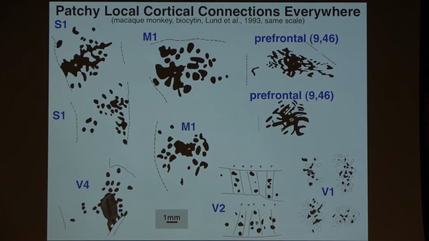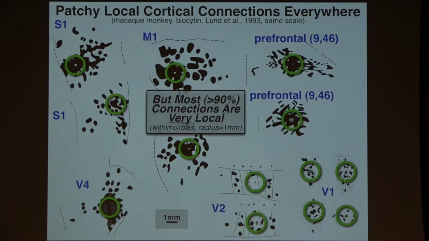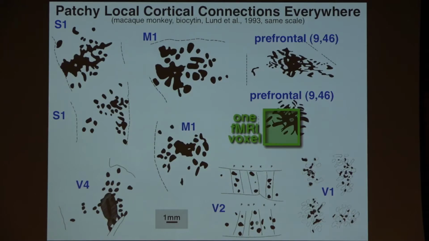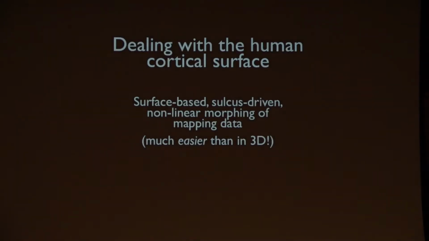But you tend to forget when you look at these pictures that more than 90% of the connections are in that little 1 millimeter radius circle. So the cortex is overwhelmingly locally connected. And that's about the size of our standard voxel, so we're well positioned to pick up this million neuron voxel, well positioned to pick up this structure.